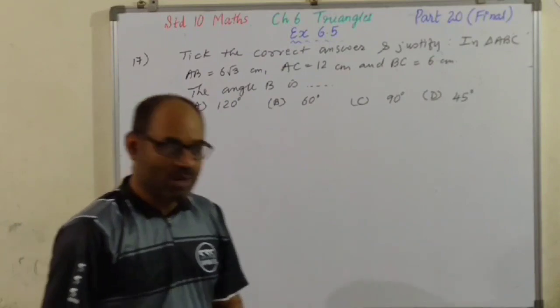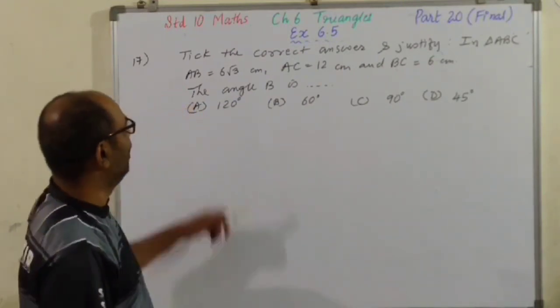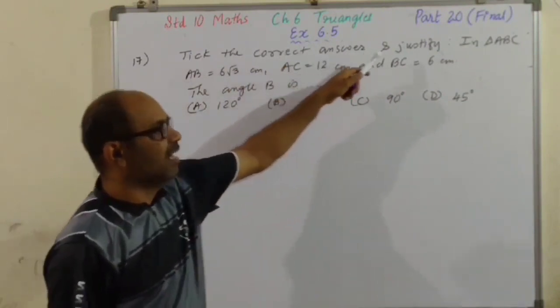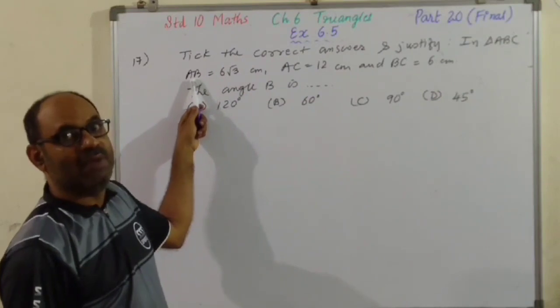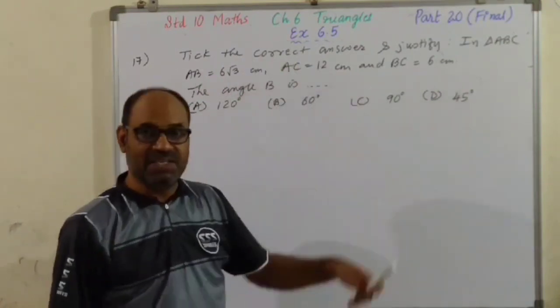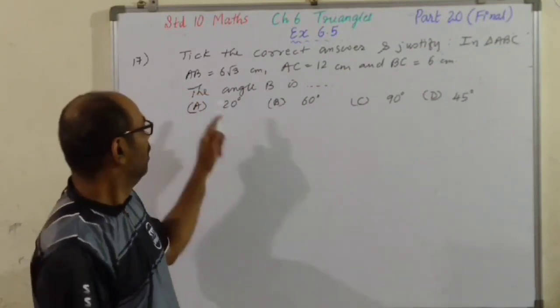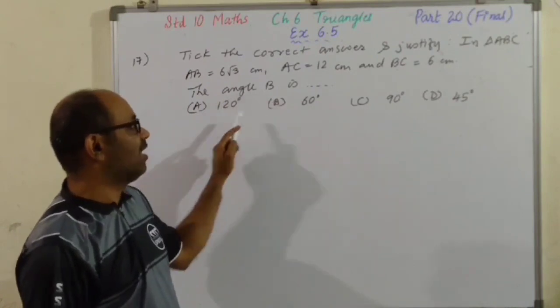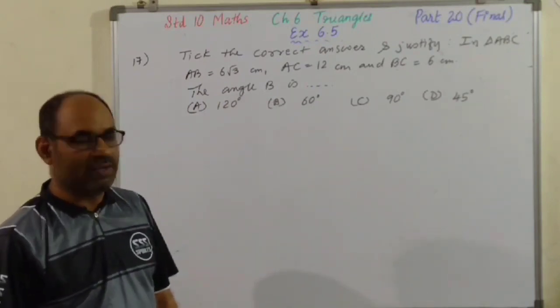Number 17. Because 16 we have already done. Alright? Pick the correct answer and justify. In triangle ABC, AB is equal to 6 root 3. AC is equal to 12. And BC is equal to 6. The angle B is dash. Is it 120, 60, 90 or 45?